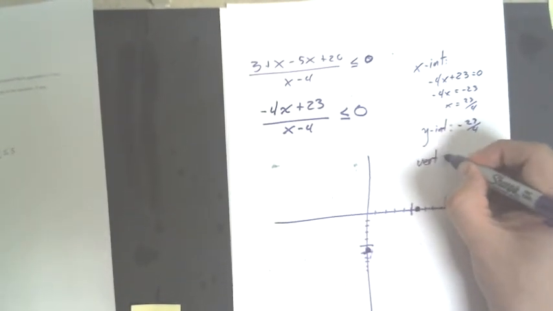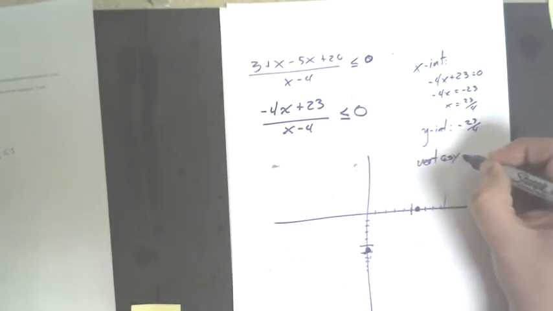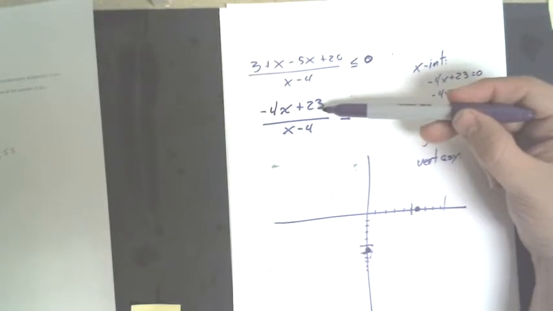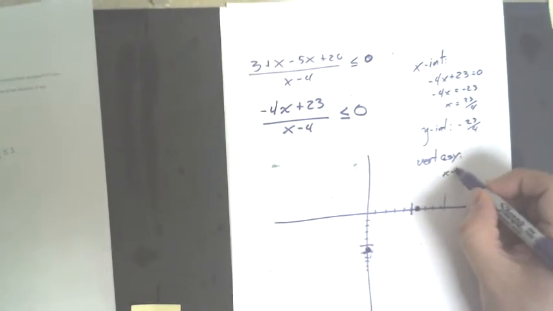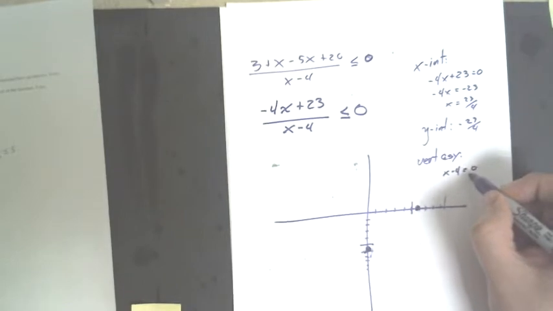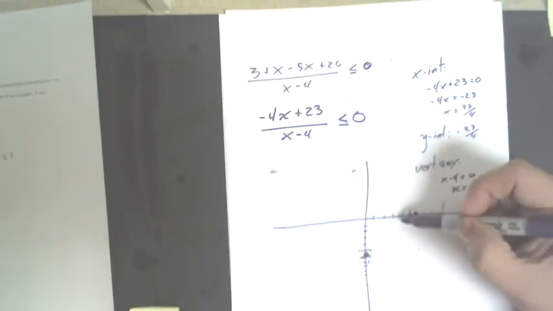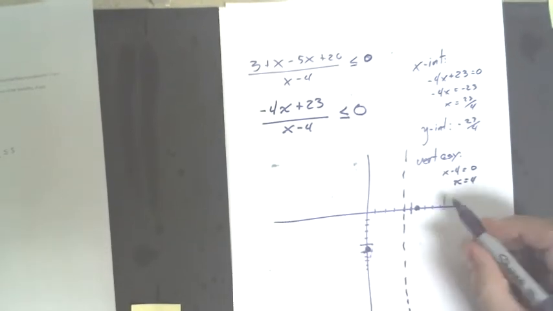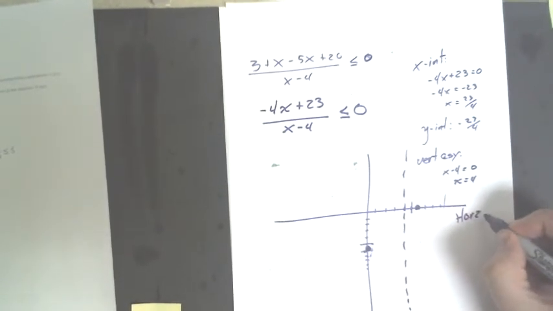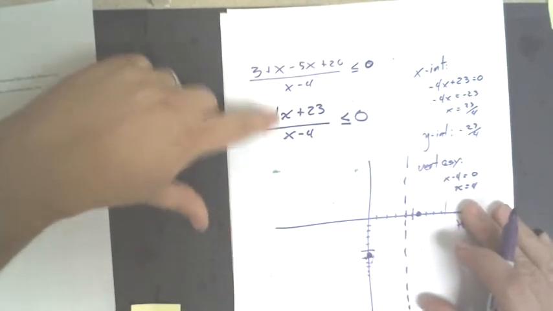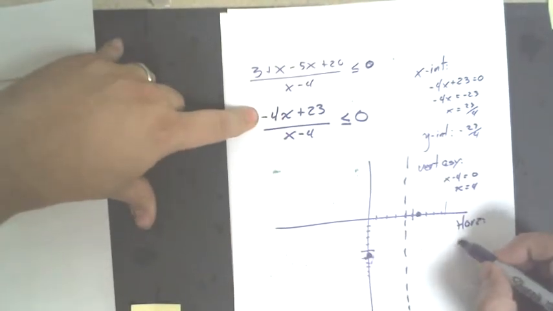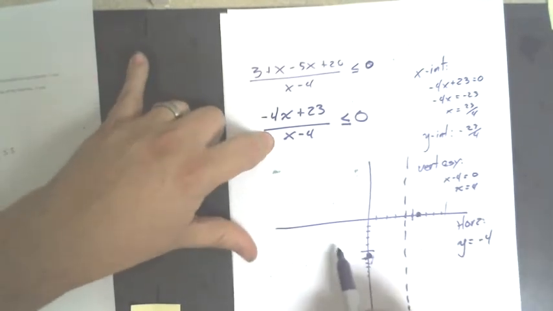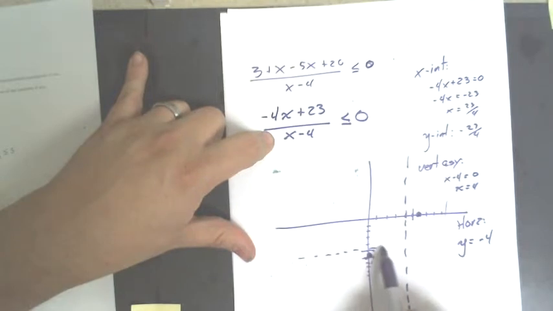It's got a vertical asymptote. Where's that vertical asymptote? Where the denominator is 0, so x minus 4 equals 0 at x equals 4. So it's got a vertical asymptote at x equals 4. That's good. And we look to see if it has a horizontal asymptote. The degrees match, so the horizontal asymptote happens at the ratio of the lead coefficients, negative 4 over 1, or y equals negative 4. A lot of symmetry in this problem.